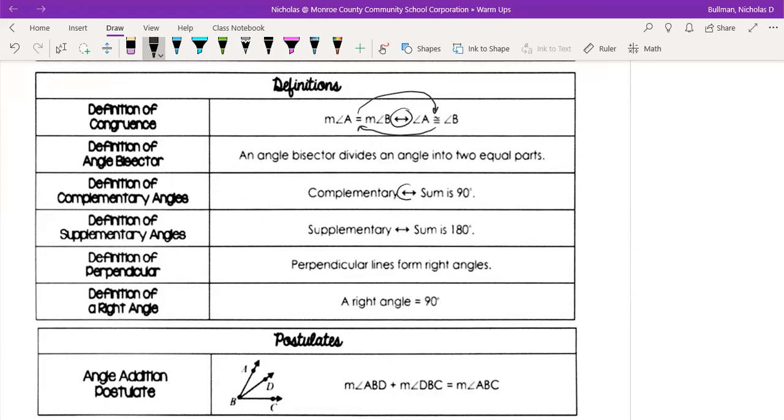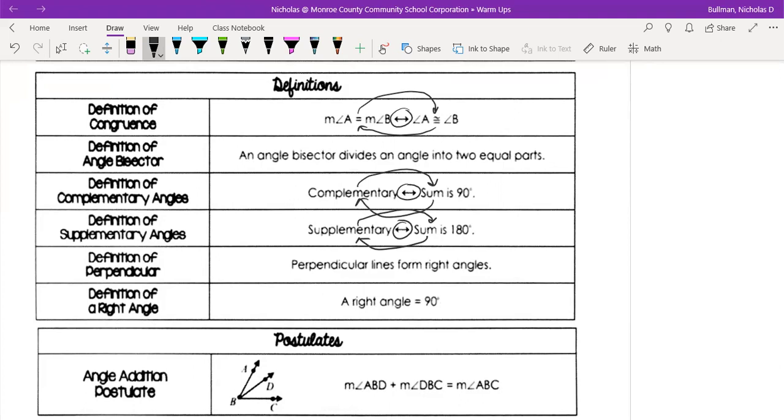Definition of complementary angles. Again, notice the double arrows. If I know something's complementary, I can say they add to 90 degrees. I can also say that if I know something adds to 90 degrees, I can say they're complementary. And I'm using our definition of complementary angles. Same with supplementary, it's a double arrow. So I can go from supplementary to adds to 180 or adds to 180 to supplementary.